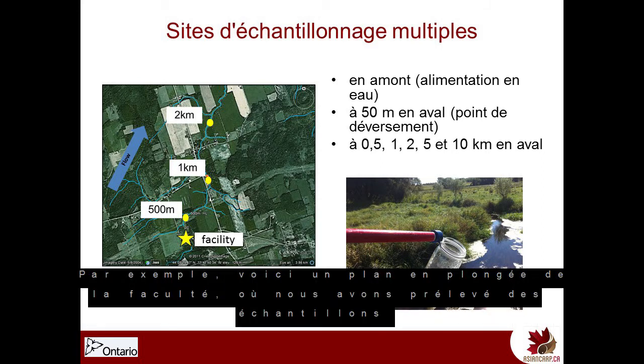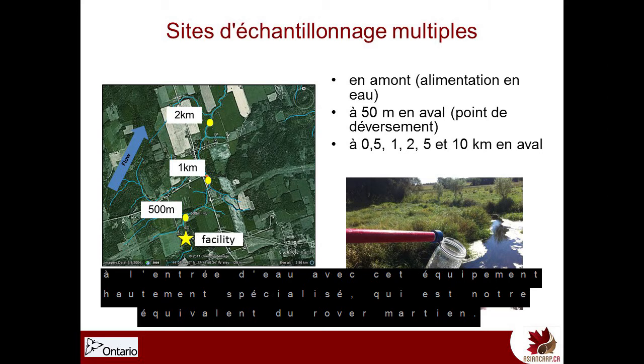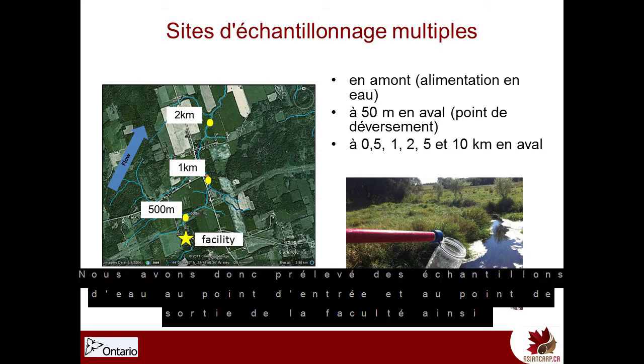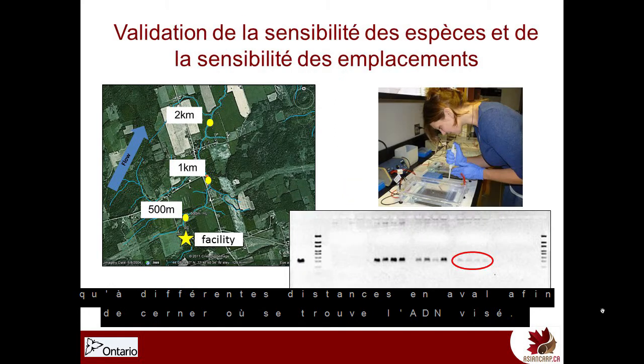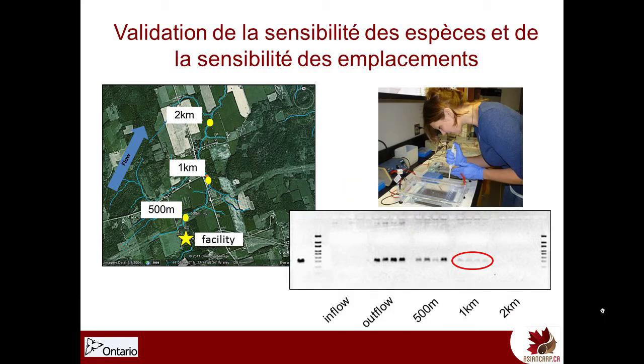So as an example, here's an overhead shot of the facility. We were able to sample its water inflow with this very fancy high-tech equipment, which is our Mars rover, sample the water coming into the facility, coming out of the facility, and different distances downstream, and then see from this, where do we find the DNA?